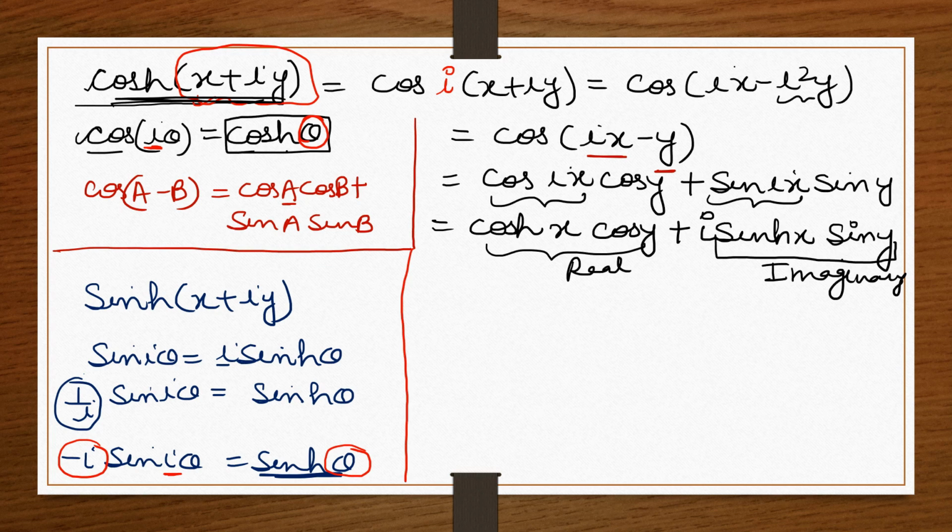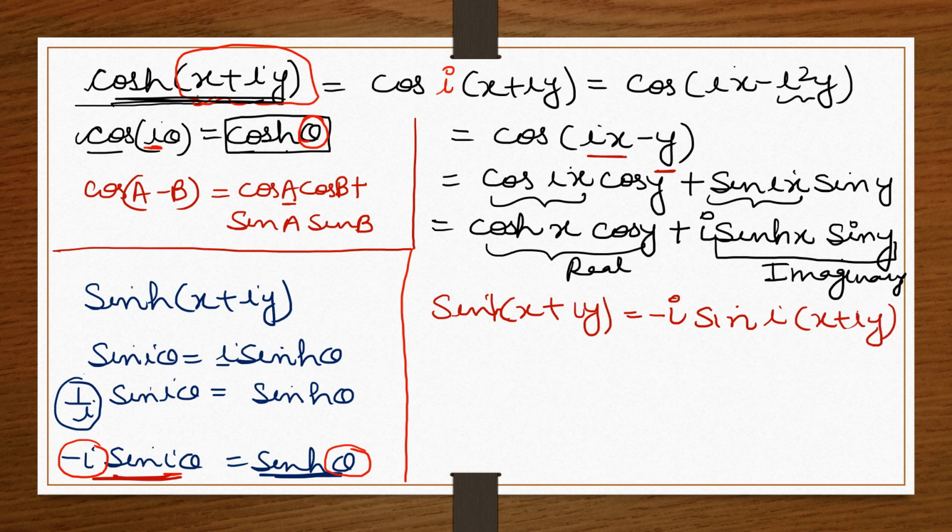So the next question is this sine function. If I ask you what is sine hyperbolic of x plus iota y, first of all we'll write it in this form. This will be minus iota sine of iota x plus iota y. Take this iota inside, what will you get? Minus iota sine of iota x minus y, because iota square will give you negative. Sorry, it's y, not y square.